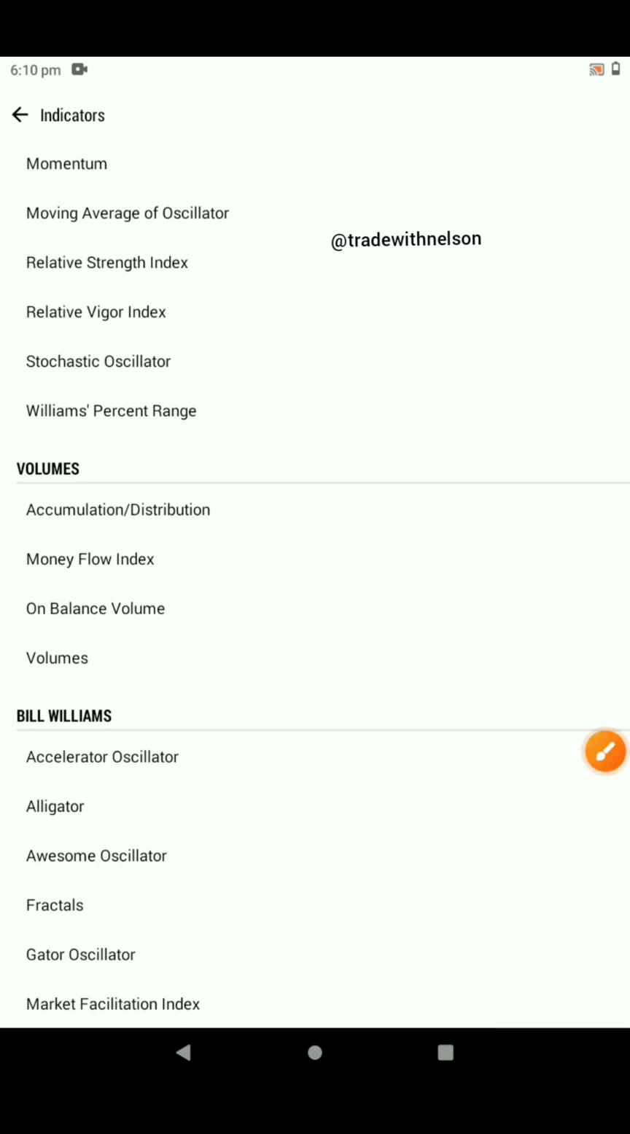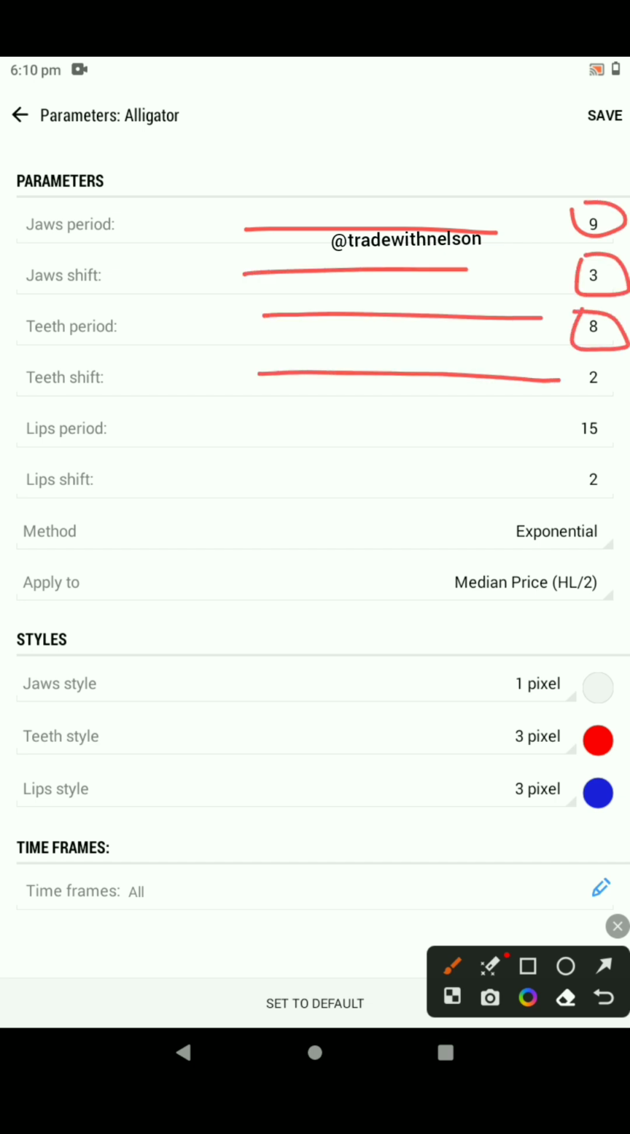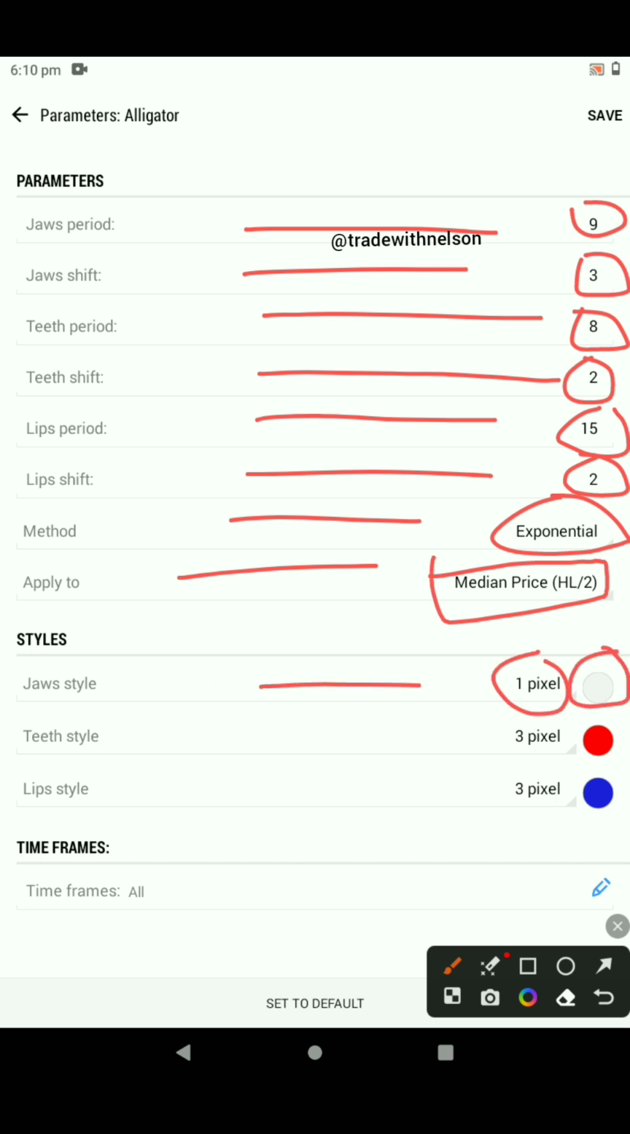This is your alligator. Click on that. Make your jaw period 9, jaw shift 3, teeth period 8, teeth shift 2, lips period 15, lips shift 2, method exponential, apply to median price, jaw style, make it 1 pixel and select color of your background. Teeth style and lip style, make it 3 pixel and select color of your choice. After that, click on save.